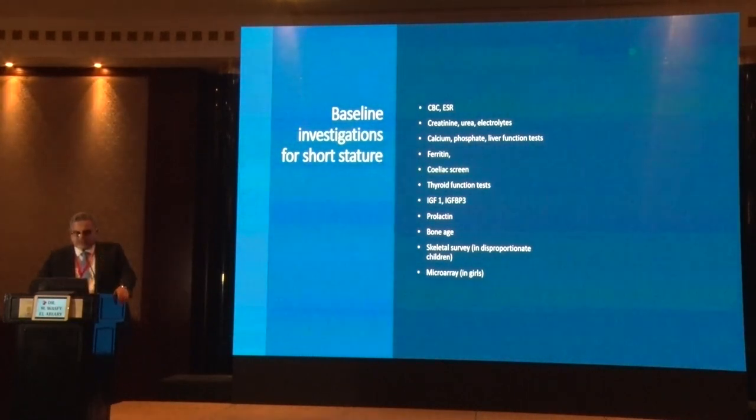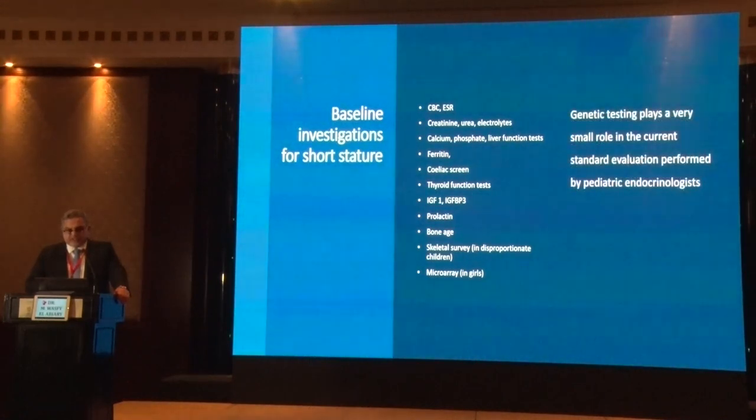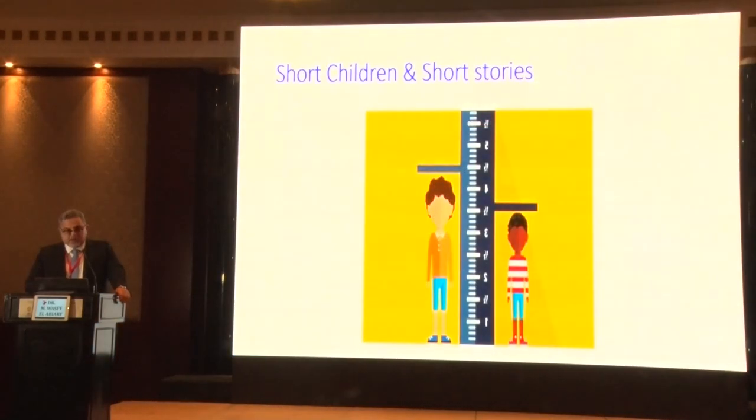The bone age, as we mentioned, and a skeletal survey in disproportionate children. And, of course, microarray in girls looking for Turner syndrome, which has an incidence of about 1 in 2,500. You may notice that genetic testing plays a very small role in the current standard evaluation performed by pediatric endocrinologists, and has been so for a long time. Now, let's move to some children with short stature.